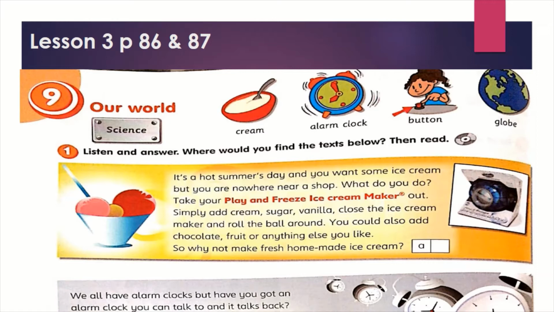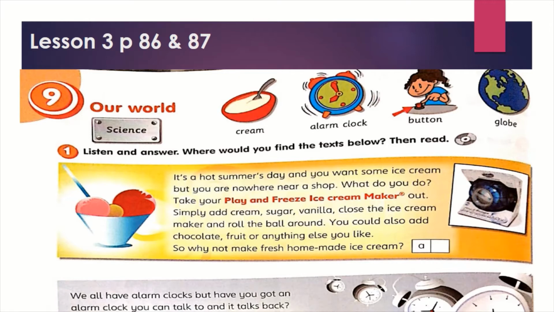Let's read the first text. It's a hot summer's day and you want some ice cream, but you are nowhere near a shop. What do you do? Take your play-and-freeze ice cream maker out. Simply add cream, sugar, vanilla, close the ice cream maker and roll the ball around. You could also add chocolate, fruit, or anything else you like. So why not make fresh homemade ice cream?